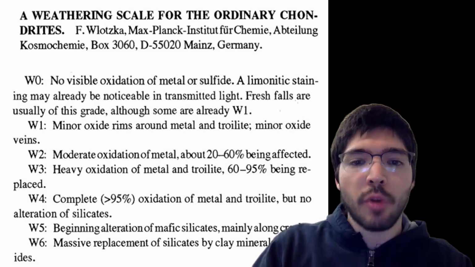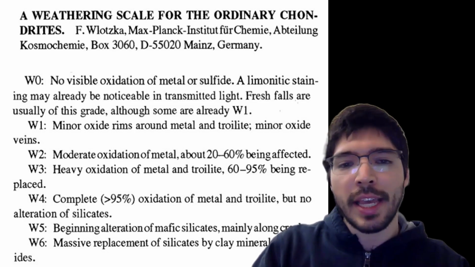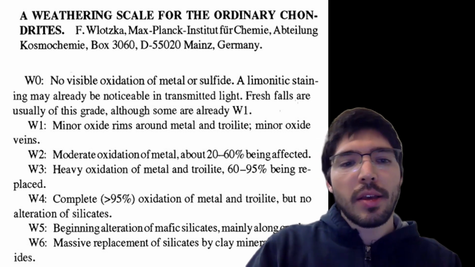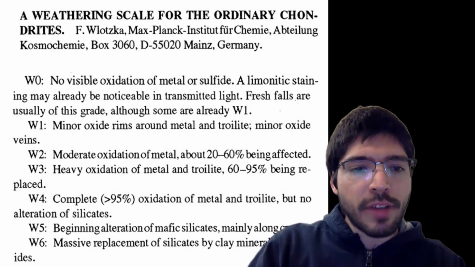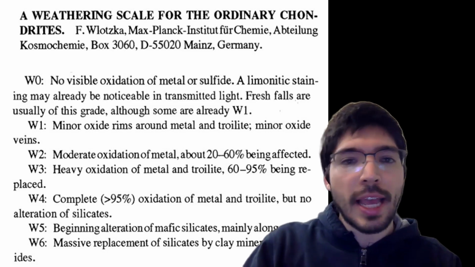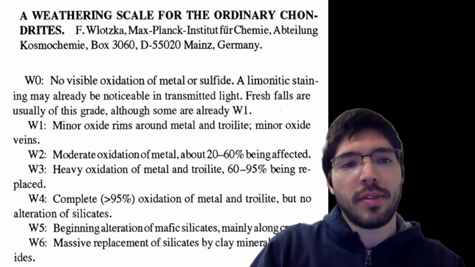And then, of course, some people just look at the hand specimen and try to see if the fusion crust is weathered, and they come up with their own scale. Normally, this is sort of the approach to go. It's normally done on the thin section, and I already sort of got a weathering grade of this, but we can also look at the hand specimen and try to see whether or not we can see similar things there as well.